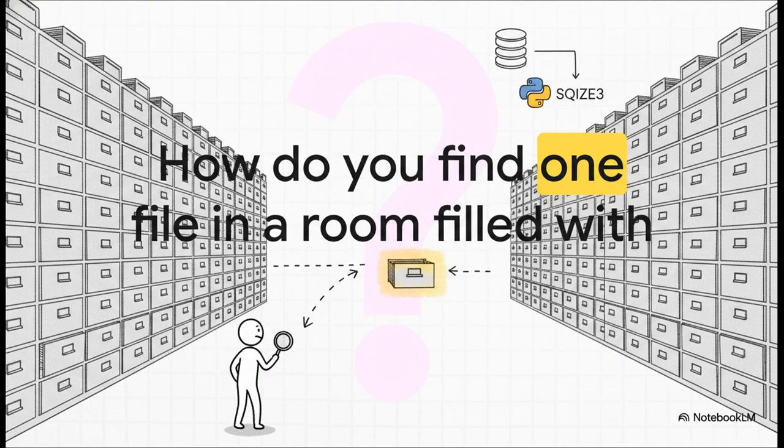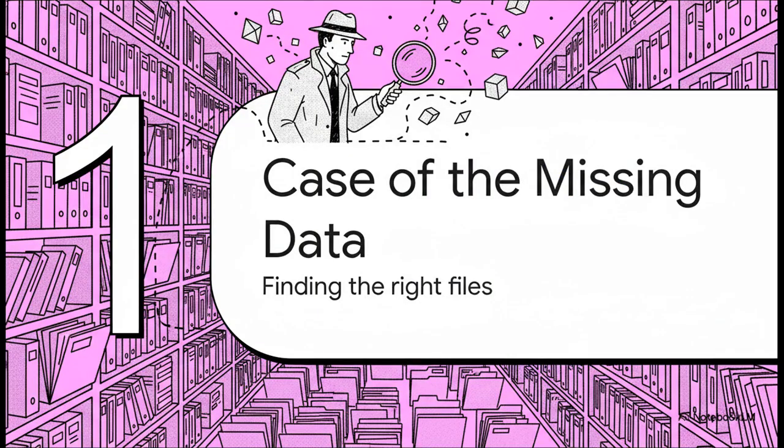So I want you to picture this for a second. You're standing in a massive, absolutely enormous room, just packed to the ceiling with filing cabinets, millions of them. And your job is to find one single file, just one. I mean, where do you even start? Believe it or not, that's pretty much what we're up against when we work with databases. And that's going to be our theme for this whole explainer, the case of the missing data.